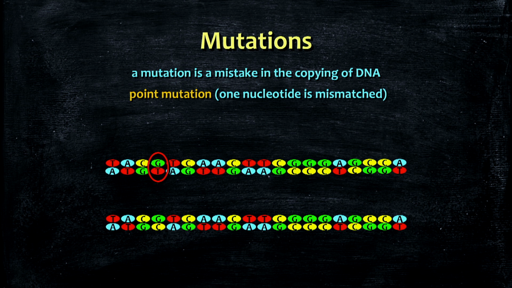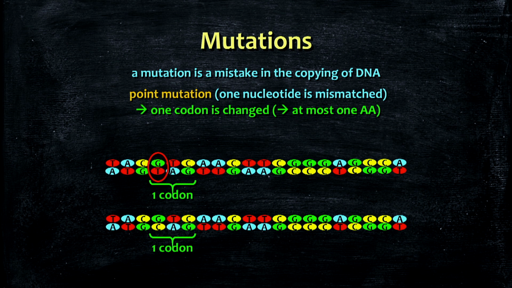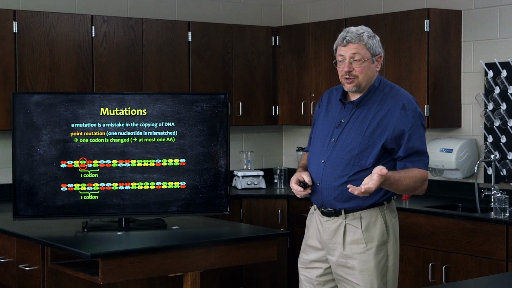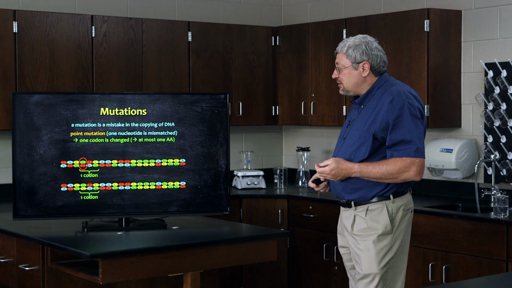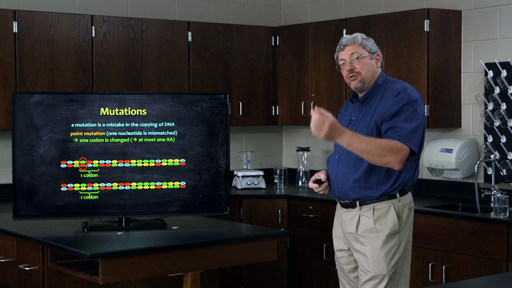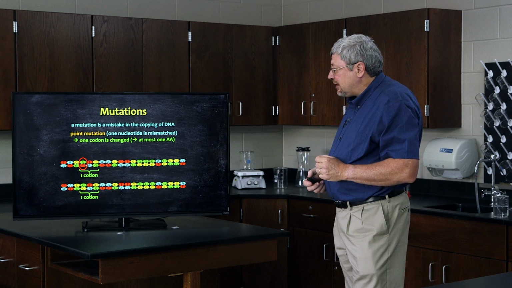One nucleotide is mismatched. Now, under this circumstance, the codon that particular nucleotide would have been a part of is going to be changed. So in the representation we have here, the first nucleotide of the codon is not a C, as it should be in the bottom strand, but in fact it's a T. That means it's going to code for a different amino acid in the protein, and it's going to change the protein.